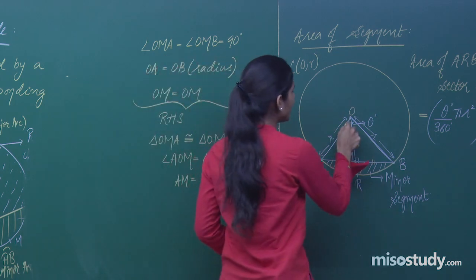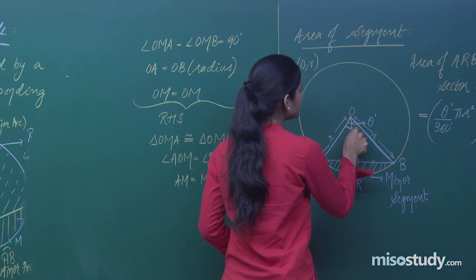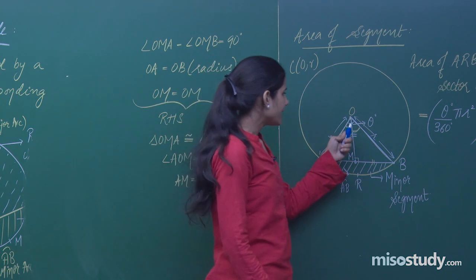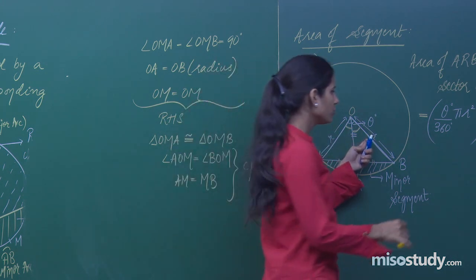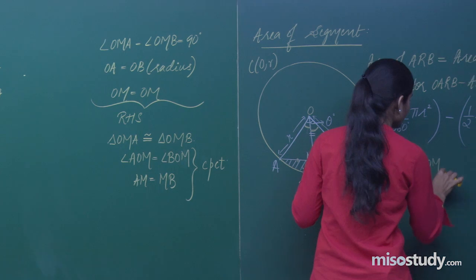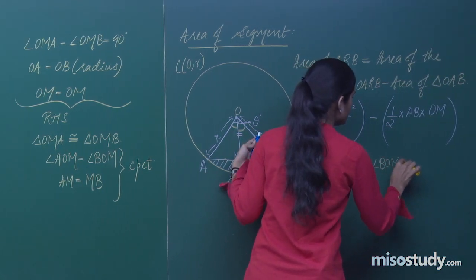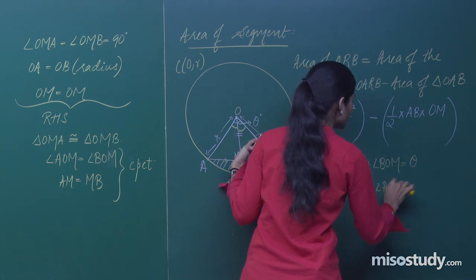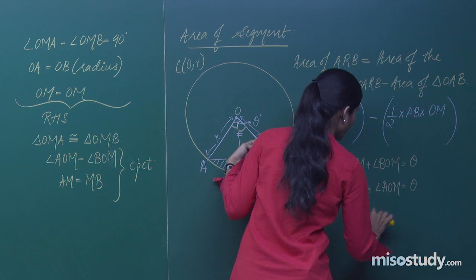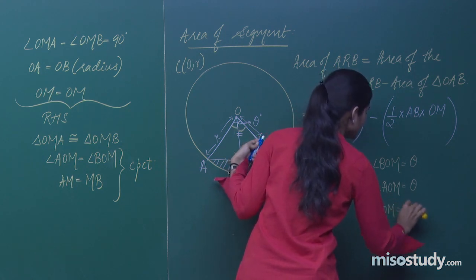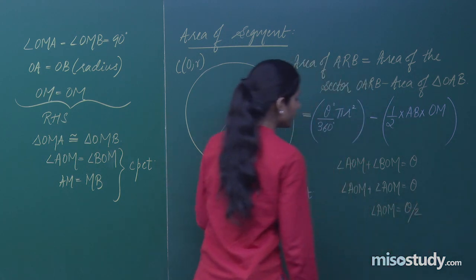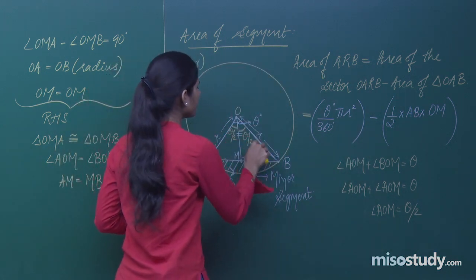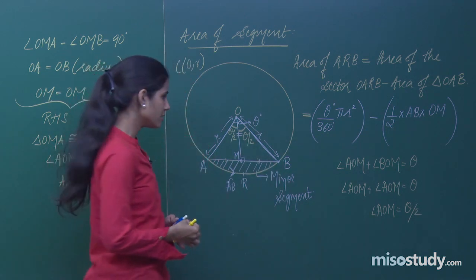The moment I am having that angle AOM is same as angle BOM, I know if this complete angle is theta and AOM is same as BOM, I know that angle AOM plus angle BOM is theta. But angle AOM is same as angle BOM, so I can write this as AOM only. This is theta. So twice of angle AOM is theta, so angle AOM is theta by 2, but because angle AOM is same as angle BOM, I have angle AOM as theta by 2 and angle BOM as also theta by 2. Is it clear?